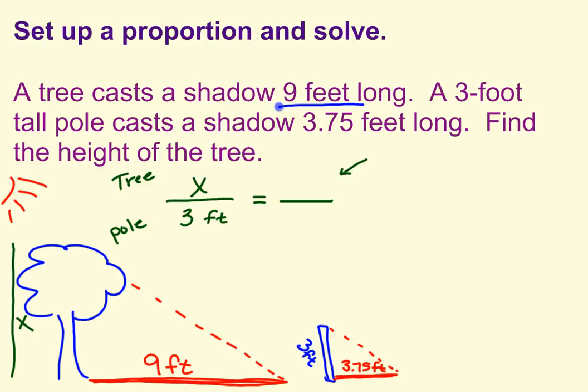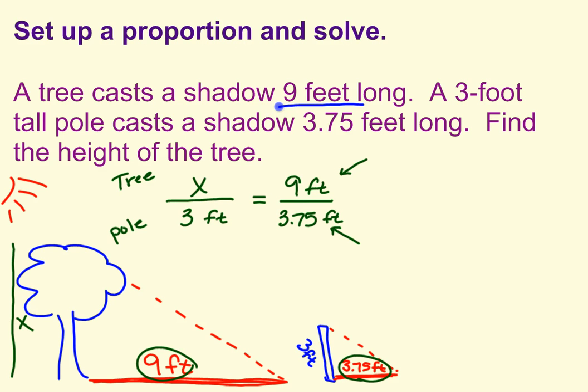So I go back to the tree. The other thing I know is its shadow is 9 feet long. So I'm going to go ahead and say that the tree has a shadow of 9 feet. Now I'm looking for some matching information, but this time it has to be from the pole, so that my pole information is on the bottom of my proportion. So I can see I have a shadow measurement over here as well, 3.75 feet.